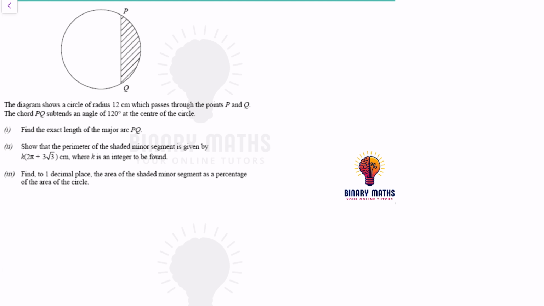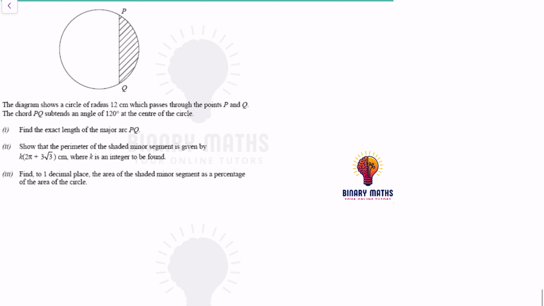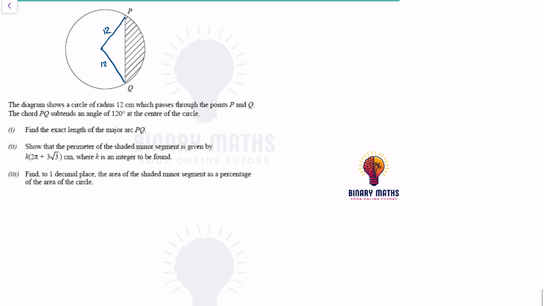Okay, next question. The diagram shows a circle of radius 12 centimeters, which passes through the points P and Q. The chord PQ subtends an angle of 120 degrees. So 120 degrees is equal to 120 over 180 pi, which is the same thing as 2 over 3 pi. Okay, find the exact length of the major arc PQ. Major arc PQ is this one, the bigger one. So this is what we're trying to find out. We're trying to find the exact length of that.